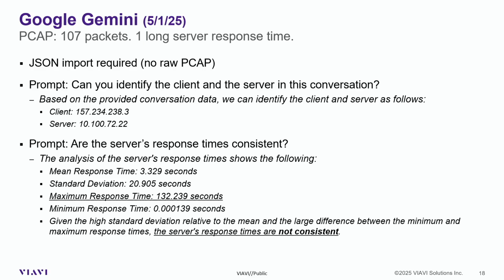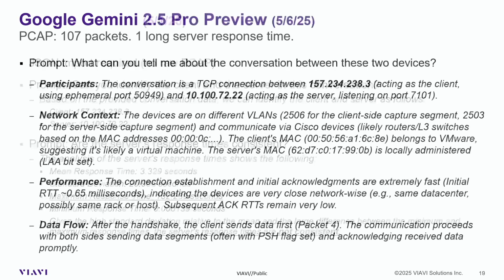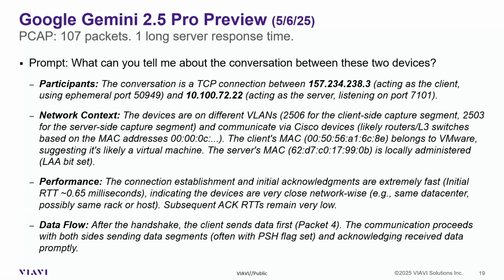Gemini, OG Gemini here. So JSON import required, found the client and the server, found the 132-second response, but then that was kind of the end of the path. Everything I asked after this point, it never really got beyond this, hey, I see there's an issue here. So, note the date, May 1st. Five days later, Gemini 2.5 Pro Preview comes out. Let's see how it differs.